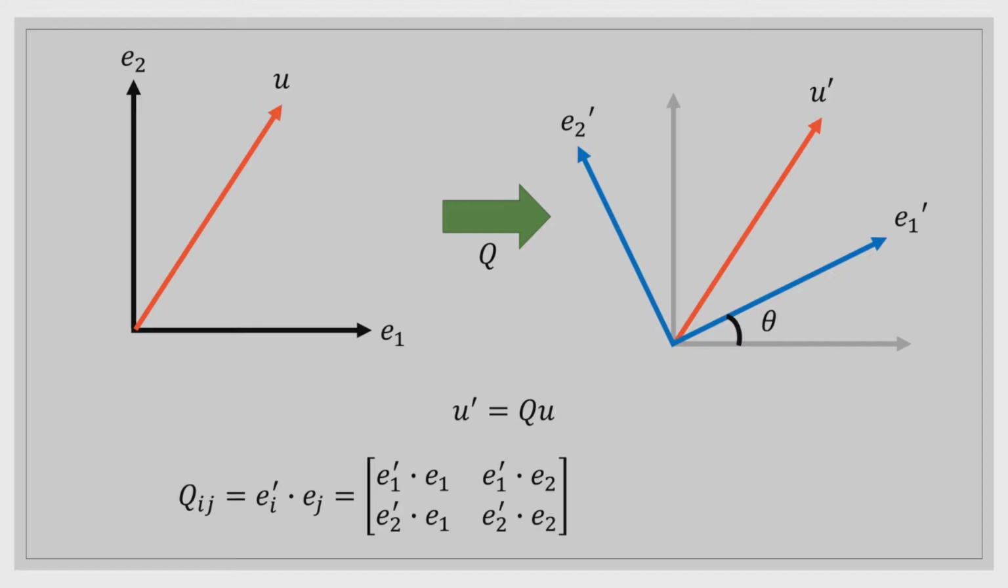So we got E1 prime dot with E1 and so on and so on. And it's important to recognize that right there, that's the dot product. So if we take the vectors E1 and E1 prime and dot them together, we're going to get a single scalar value. So in the end, we'll have our matrix Q.